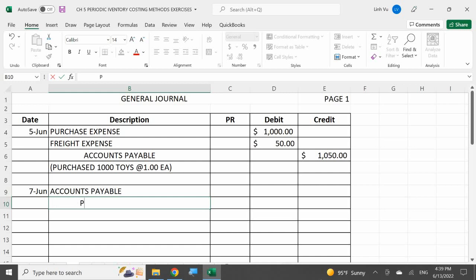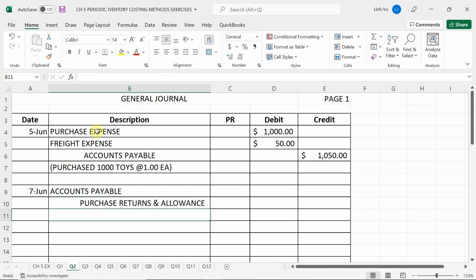And I'm going to be using the purchase returns and allowances. I have to use the contra account because if you look at this, my original purchase was a debit, in this case because it was an expense account. A contra account, which is the purchase returns and allowances, is going to credit because it's a contra account. It's going to reduce or decrease the purchase expense, and it's going to credit this account.